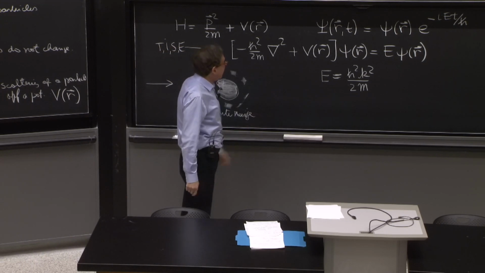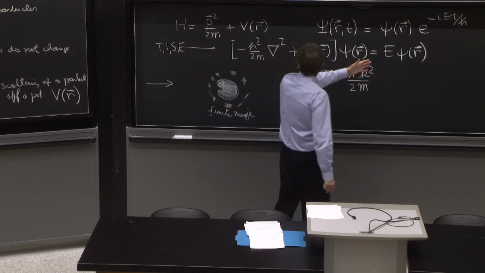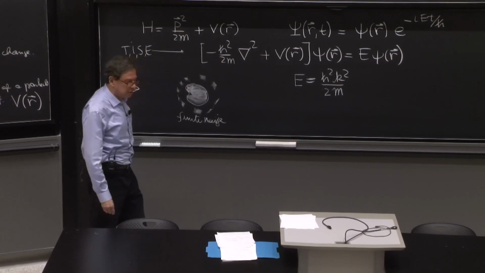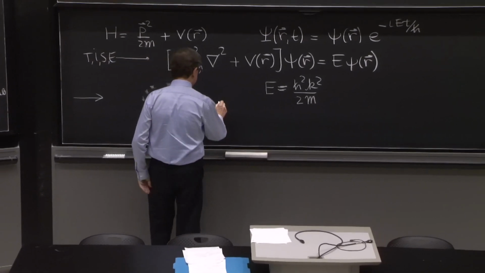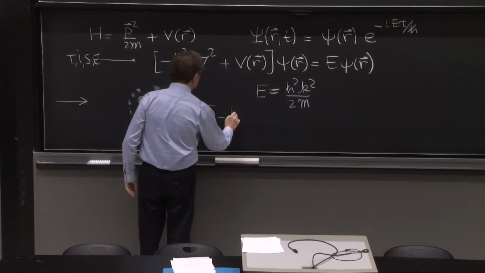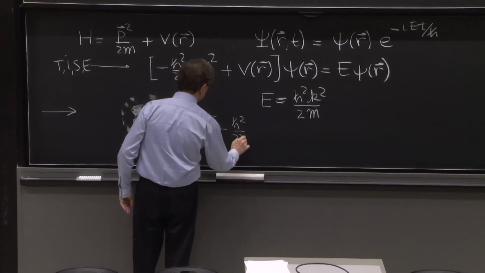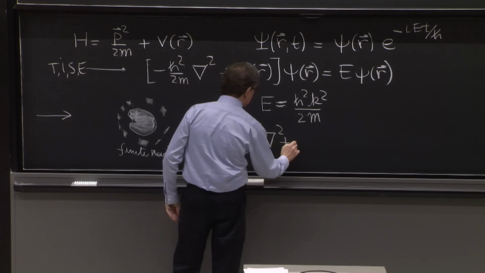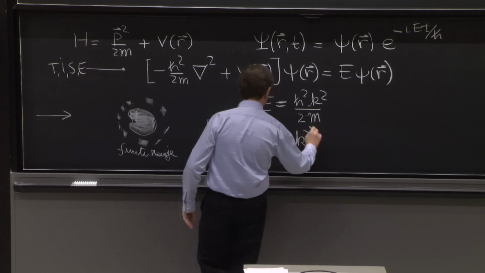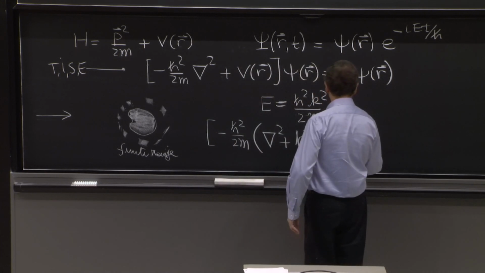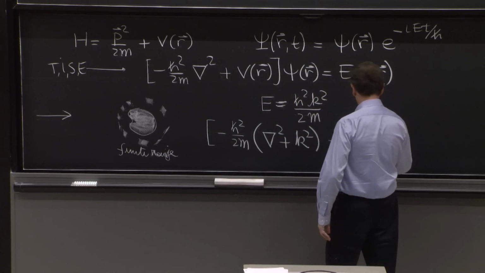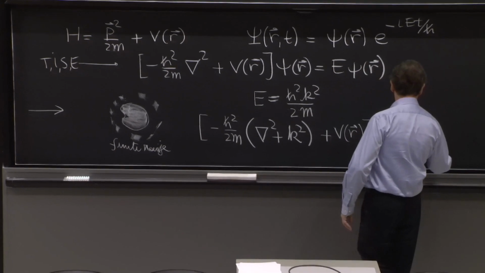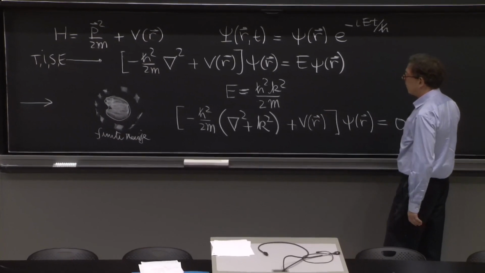So if I write that, I can just simply put this on the left-hand side and get an equation that is kind of nicer. Minus h bar squared over 2m, Laplacian squared plus k squared, plus V of r, psi of r equals 0.